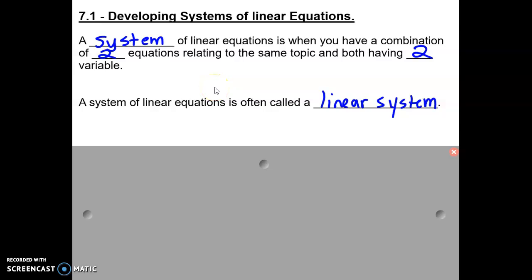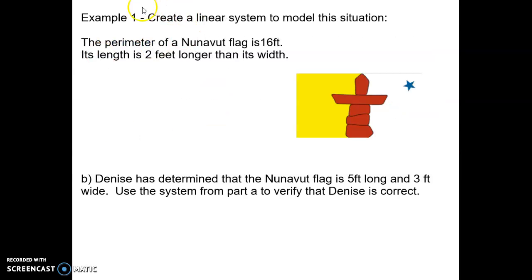Alright, so let's go then to section 7.1, developing systems of linear equations. Please fill out these following notes, and then we're going to get into example 1. Example 1 says we're going to create a linear system to model the situation.